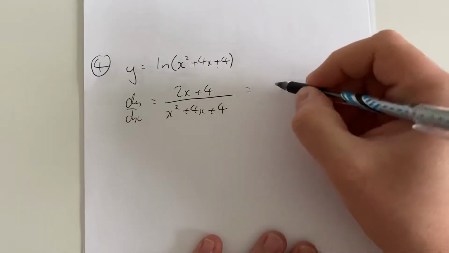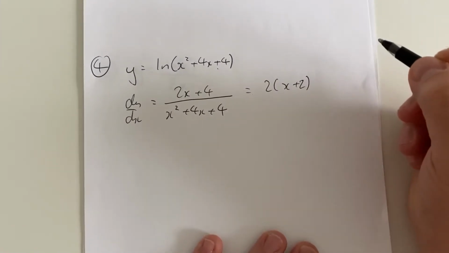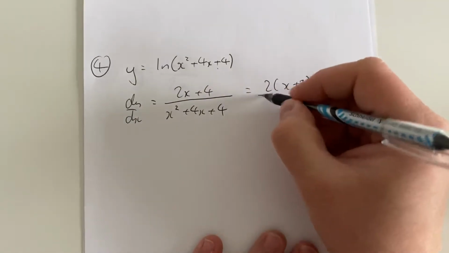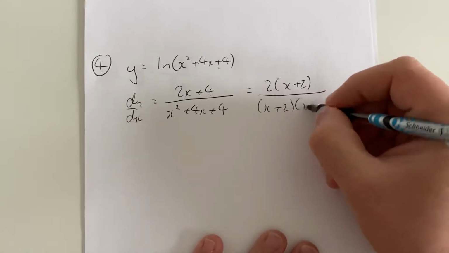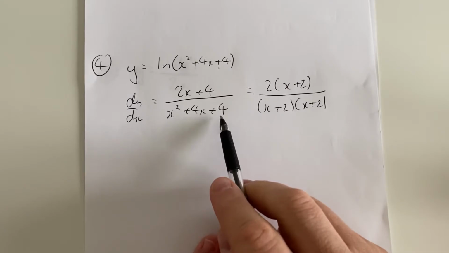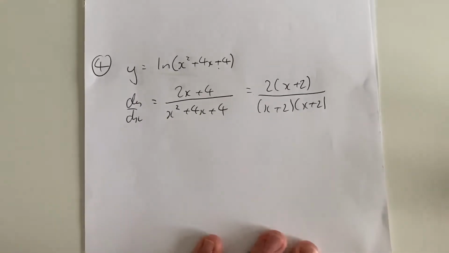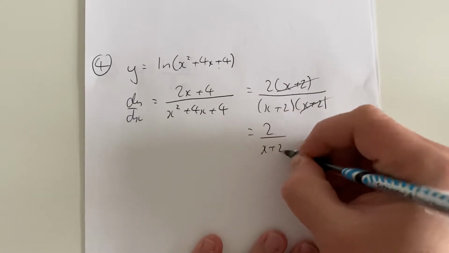So if you look, you could actually factorise the top so that you have 2 lots of x plus 2, and the bottom is actually x plus 2 times x plus 2, because the two things that multiply to 4 and add to 4 are 2 and 2. So that one actually cancels down quite nicely to that.